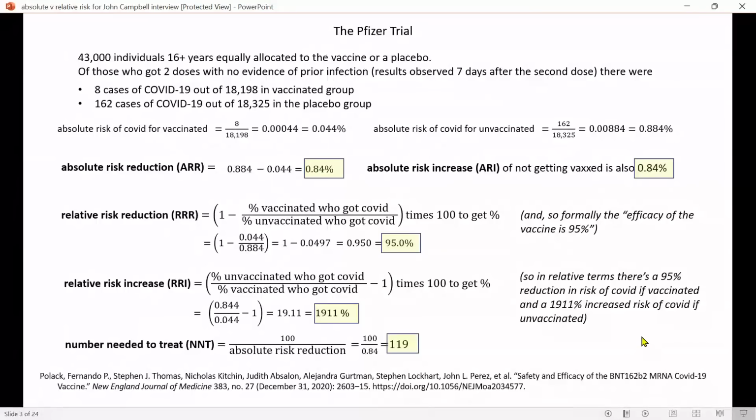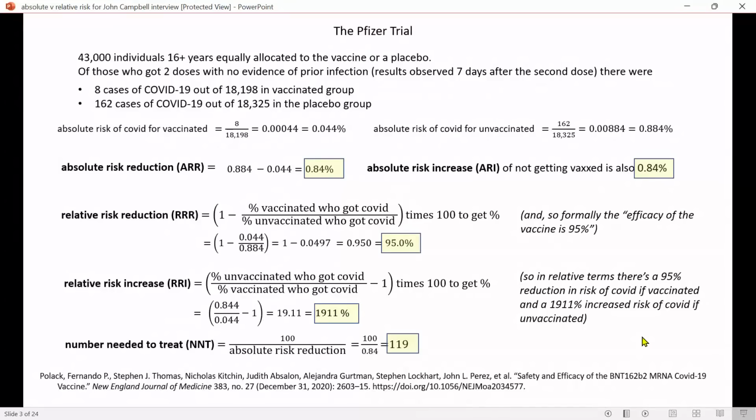What everything is based on is these 2 figures: there were 8 cases of COVID out of 18,198 in the vaccinated group and 162 cases of COVID in 18,325 in the placebo group. So the entire emergency use authorization was granted on the basis of just 170 cases. That's something to consider for a start.